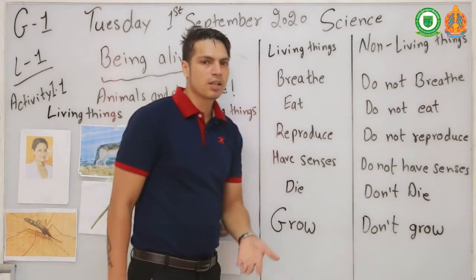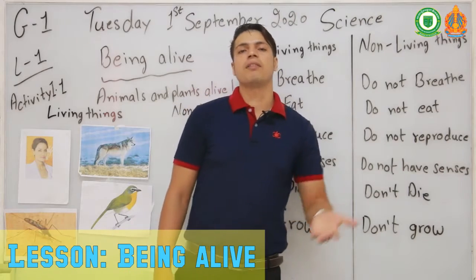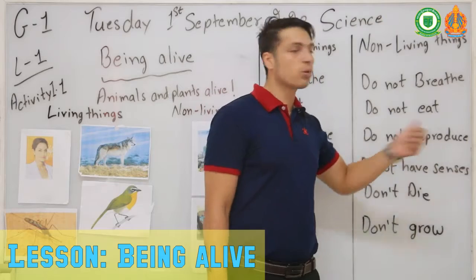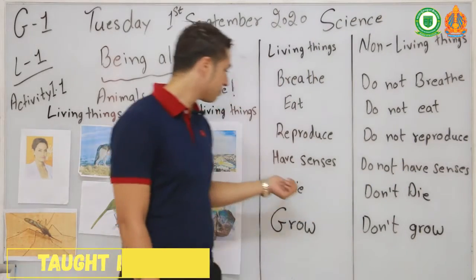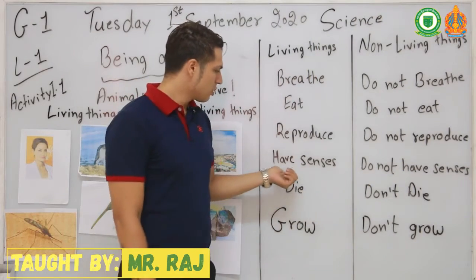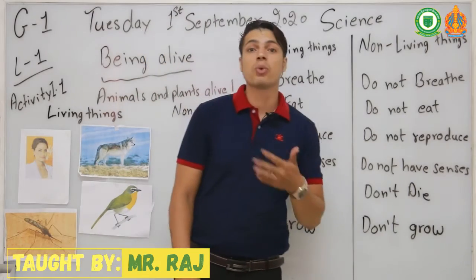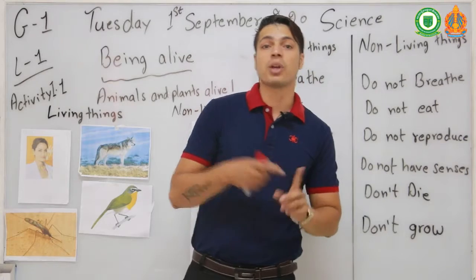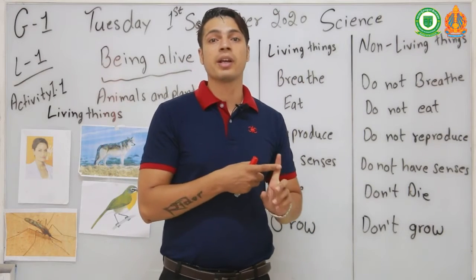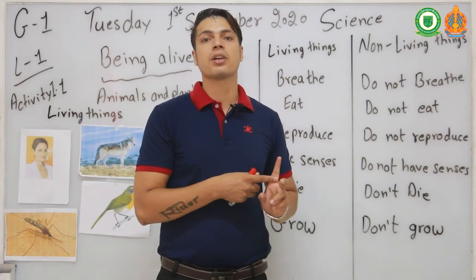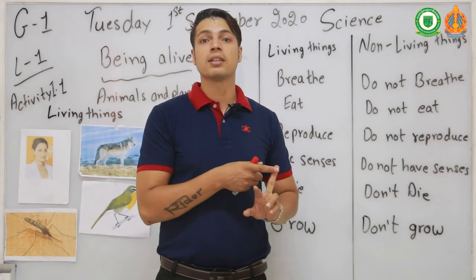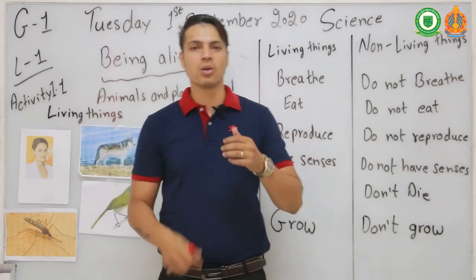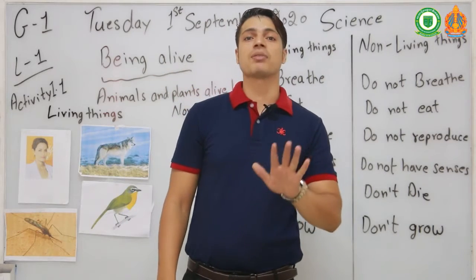Reproduce. Reproduce means living things make new babies, but non-living things do not reproduce. Have senses. We human beings have 5 senses: taste, hearing, touch, smell, and sight. Living things have 5 senses.